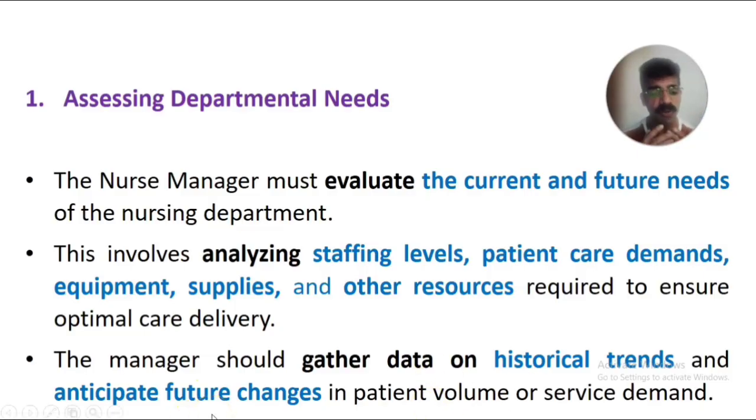He has to foresee the future changes that could happen in that particular ward in patient volume, that is, the number of admissions of patients, and the service demand, the needs and healthcare demand of the patients in the future. All of this has to be collected as data based on historical trends or fluctuations, to anticipate in advance the future changes in the patient volume and the service or care demand of the different patients in the ward. So all this comes under assessing the departmental needs.